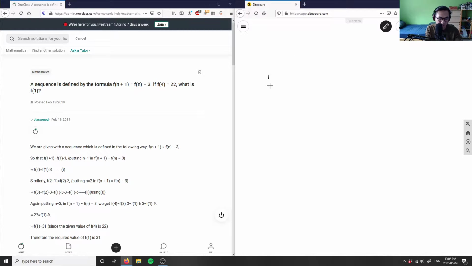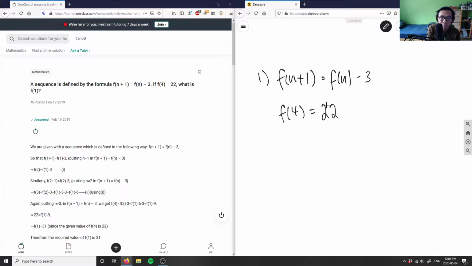So let's look at the question here. We have f of n plus 1 equals f of n minus 3. It's asking us, if f of 4 is 22, what is f of 1? I'll give you a moment to think about this problem here.